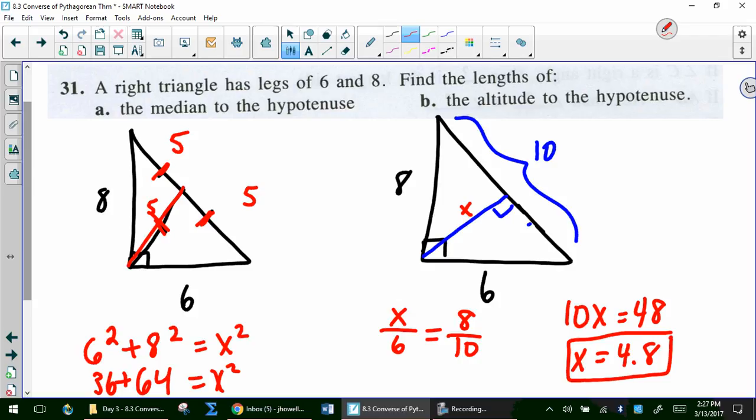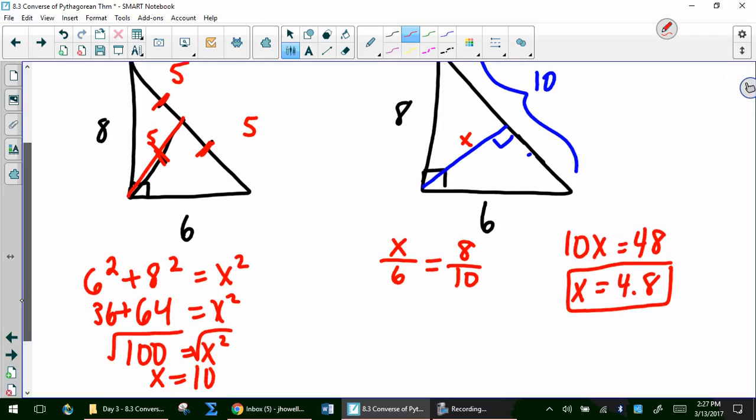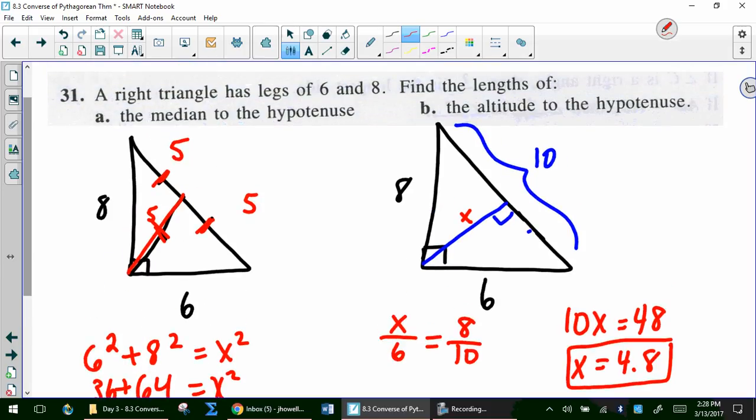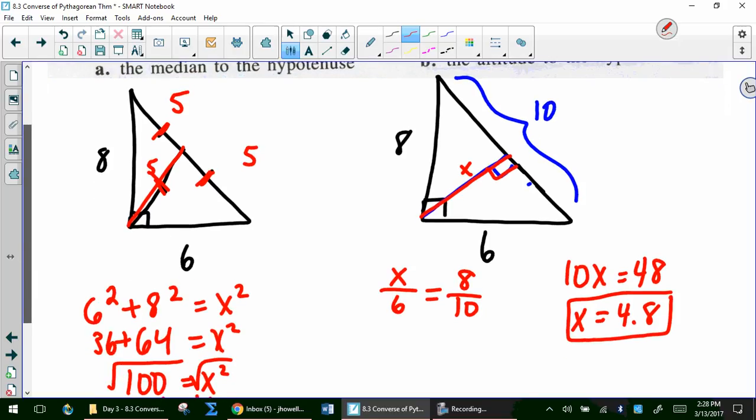But you can prove it using the Pythagorean theorem, using 6 and 8 to find the whole length is 10. So then you know that splits it up into 2 pieces of 5. And then for this other one, part B, the altitude to the hypotenuse. So here you have a right angle, and you can use your means extremes if you want to. You can use proportions. So I got x is 4.8 here. So that one was a little bit different.